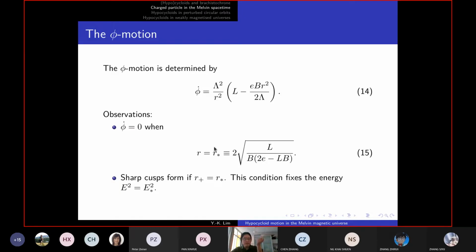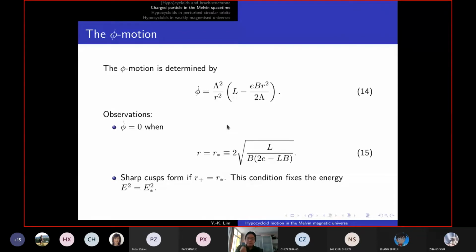The point where it becomes 0, I will define as a special radius R star, and I just need to solve this equation for R. This is the expression for R star, where phi dot becomes 0. So phi dot can go anywhere from positive to 0 to negative. If it changes from positive to negative, then maybe it will change to positive again. These are the important features I want for the phi dot motion.